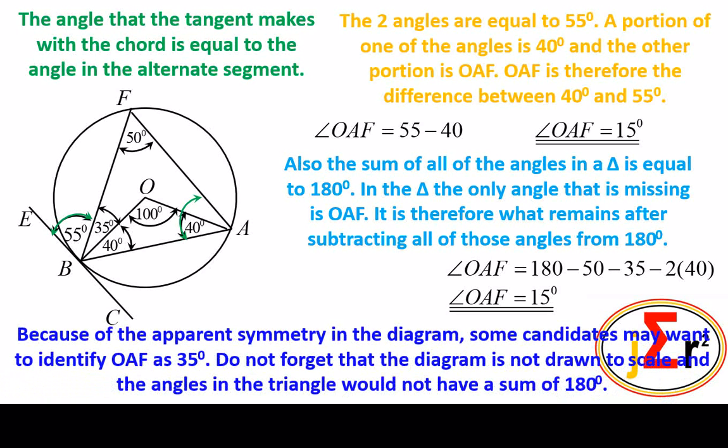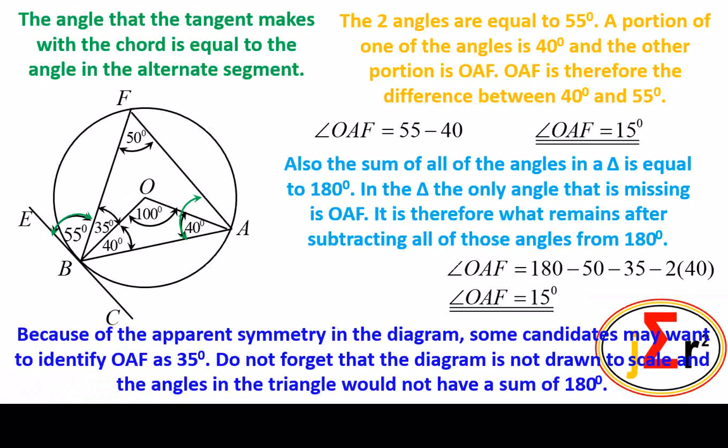Because of the apparent symmetry in the diagram, some candidates might want to identify OAF as 35 degrees. Do not forget that the diagram is not drawn to scale and the angles in the triangle would not have a sum of 180 degrees. Although there's an apparent symmetry, 40 degrees, 40 degrees, isosceles triangle, radius, radius, do not forget that the diagram is not drawn to scale.